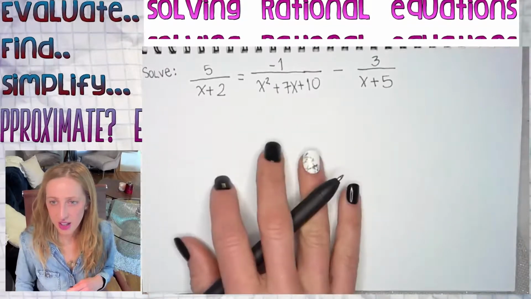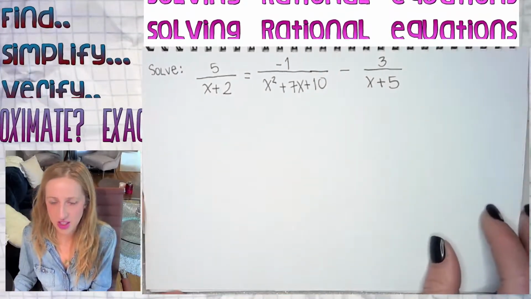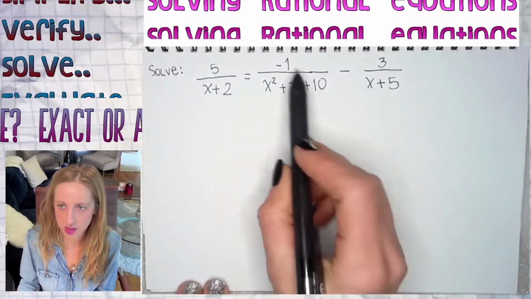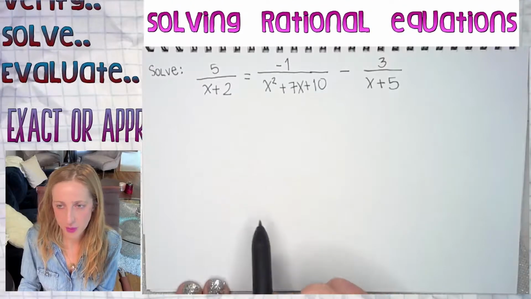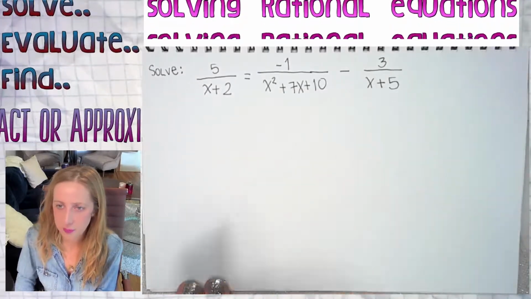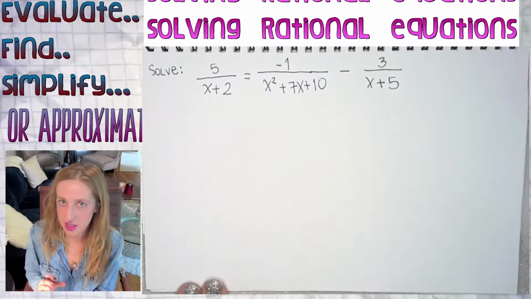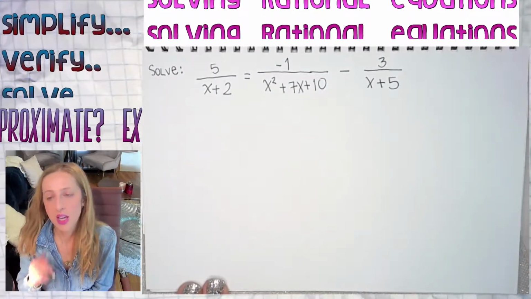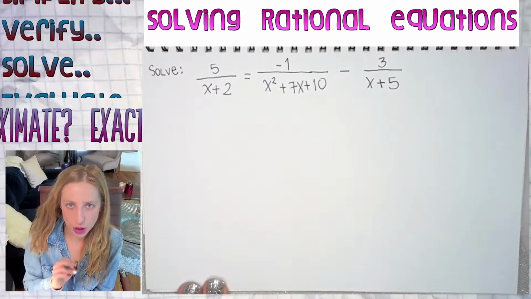All right, here we are going to solve another rational equation. This one was 5 over x plus 2 equals 1 over x squared plus 7x plus 10 minus 3 over x plus 5. Even if it doesn't say, we need to remember that when solving any rational equation, we need to be stating our restrictions.